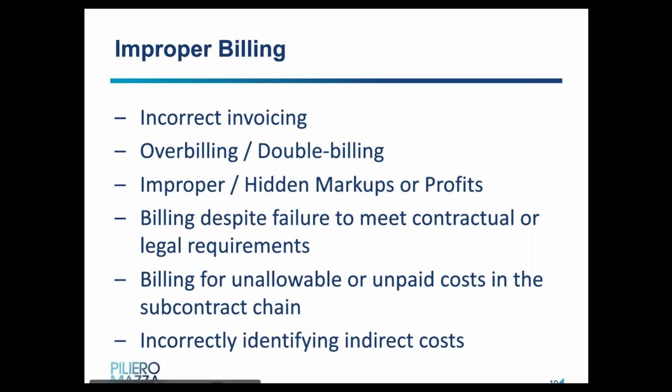Make sure that you're following what the requirements are for your prime contract and flowing those down to your subcontractors, and doing your due diligence on what they provide to you to make sure that it's appropriate for you to pass on those charges to the government. Because it's not just actual knowledge, but also reckless disregard or deliberate indifference where you could be found liable under the FCA.